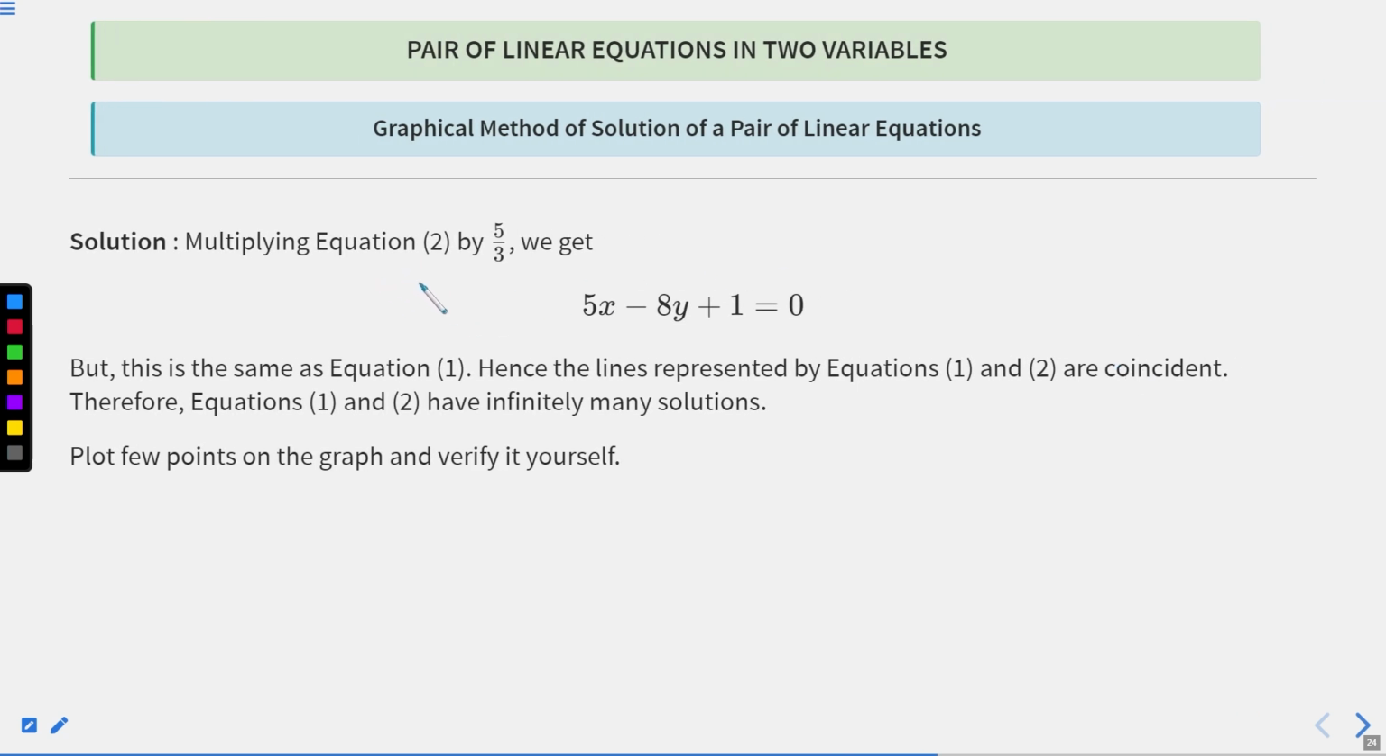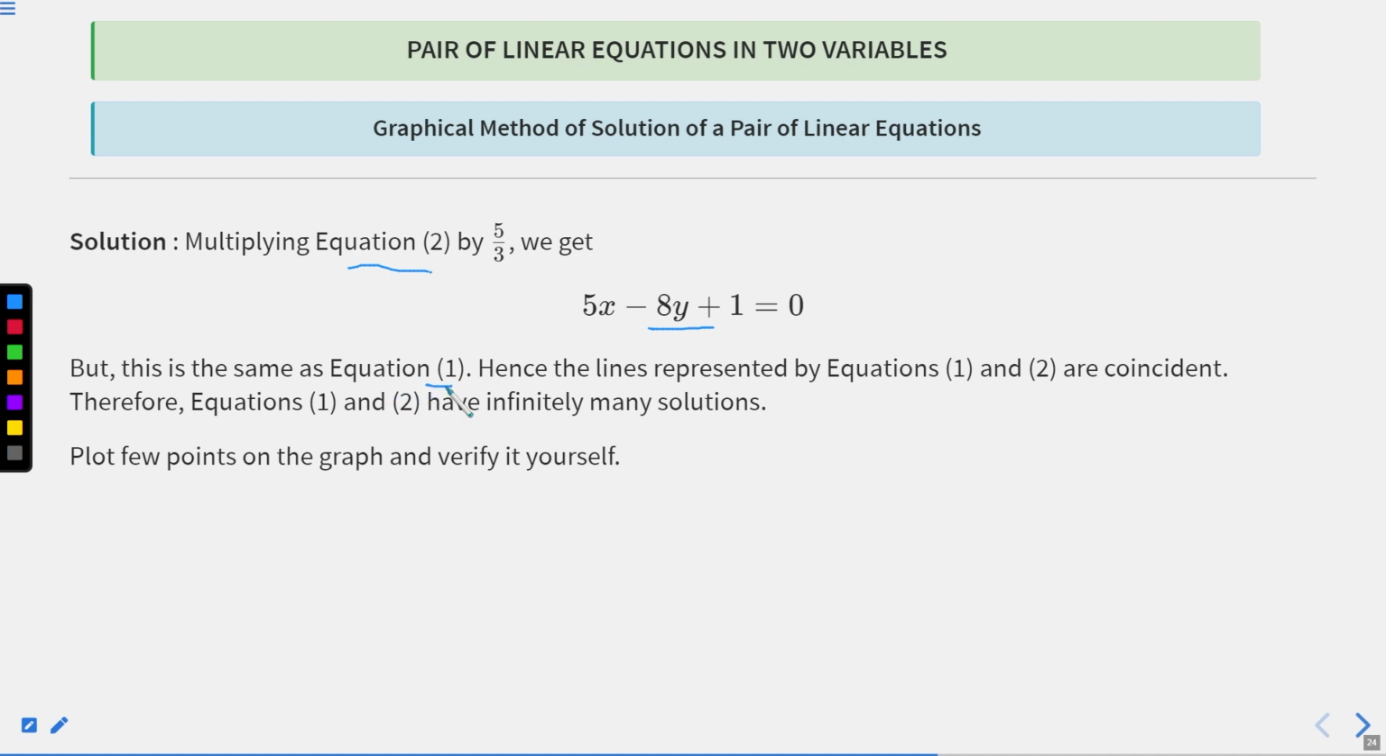Here first we multiply equation number 2 by 5 by 3. Why did we multiply by 5 by 3 in equation 2? Because in equation 2 we have the coefficients in fractions. So for simplifying, we multiply equation 2 by 5 by 3, and we get 5x minus 8y plus 1 is equal to 0, and this is the same as equation number 1.